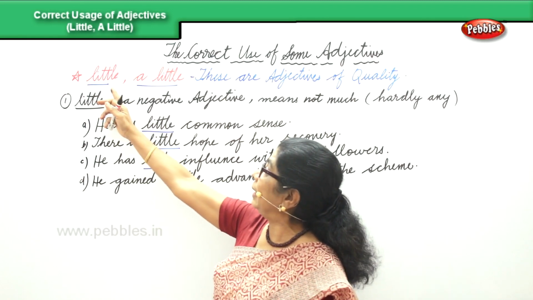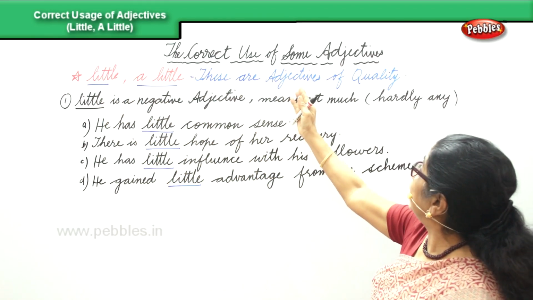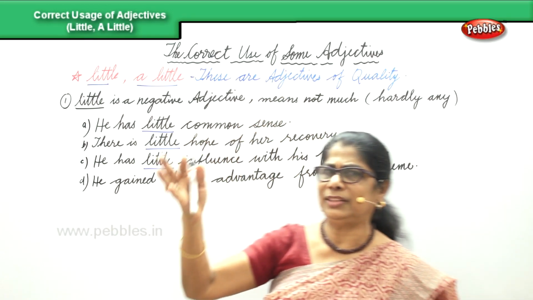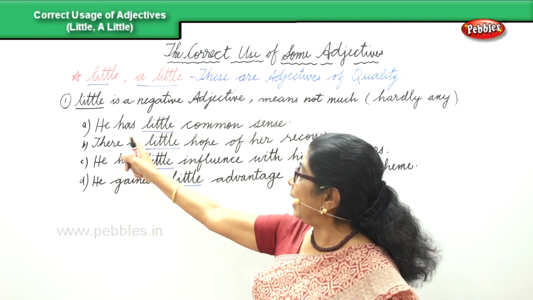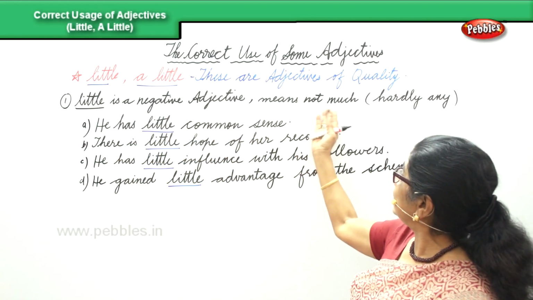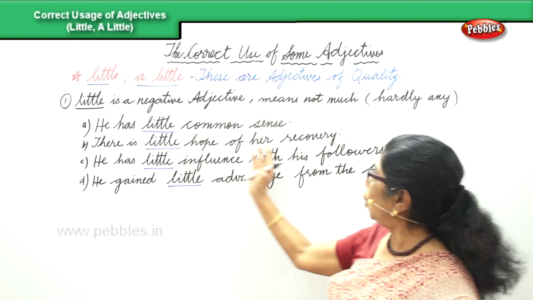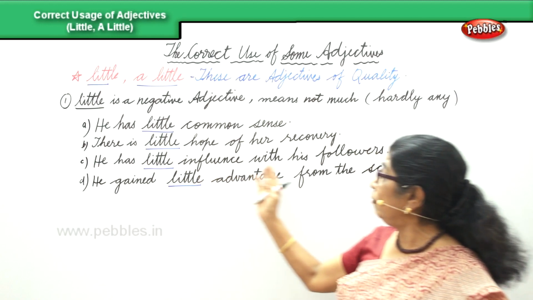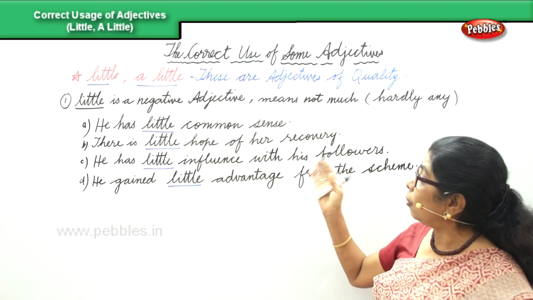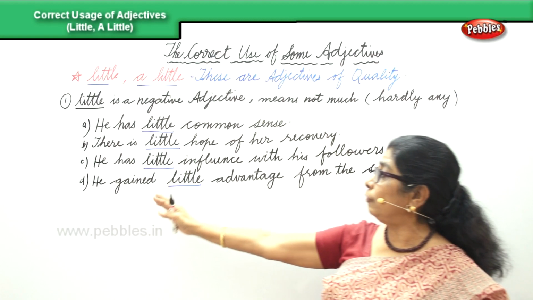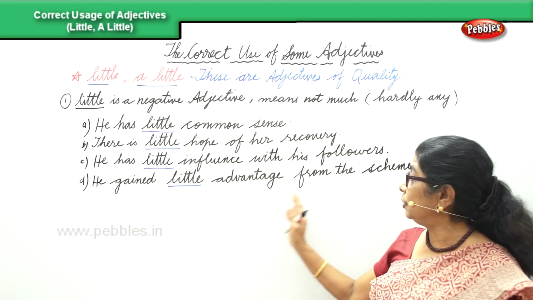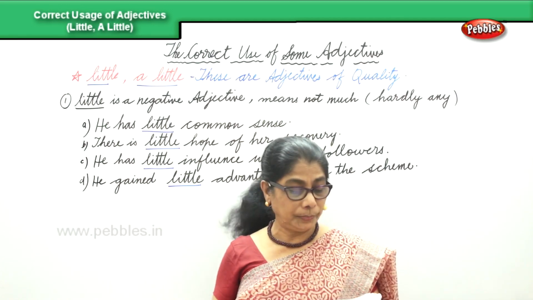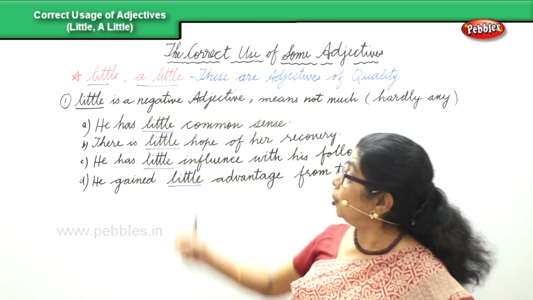Now, we are mainly looking at little, meaning this is a negative and is an adjective of quality, and little means not much, hardly. So, he has little common sense. He has not much common sense. There is little hope of a recovery, hardly any. Anything can happen. He has little influence with his followers. Over his followers, he has hardly any influence. He gained little advantage from the scheme. In the scheme, we got hardly anything, nothing much. That's what it means.